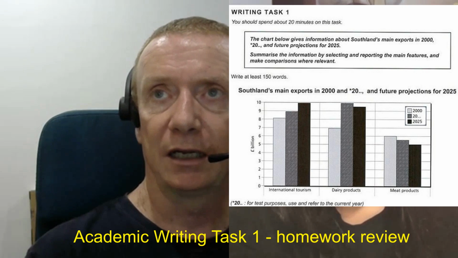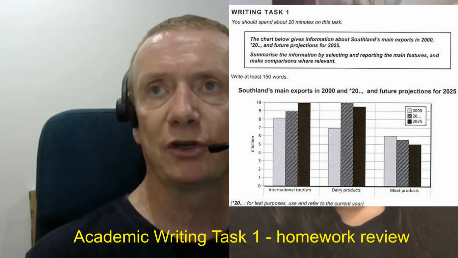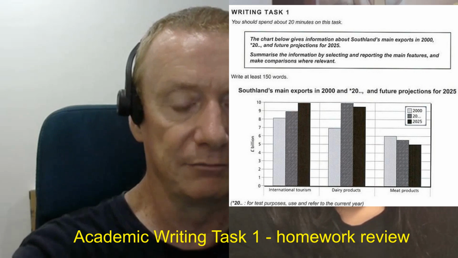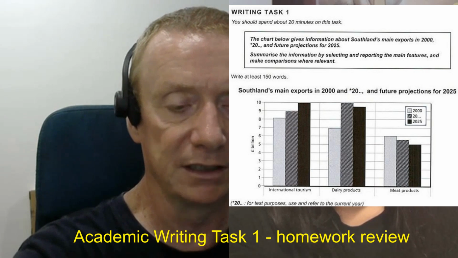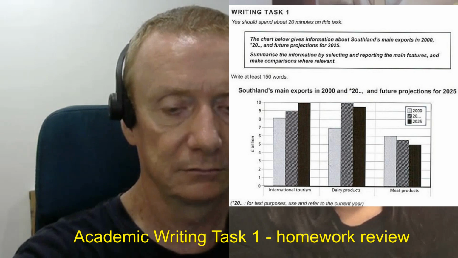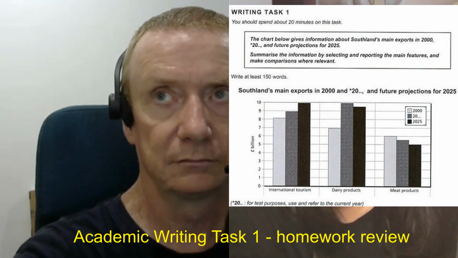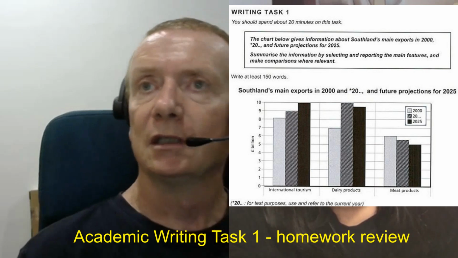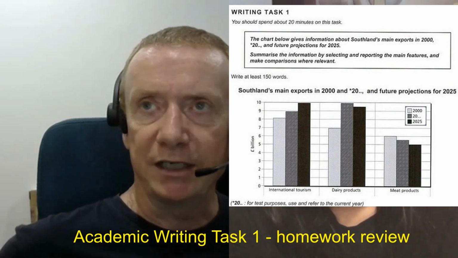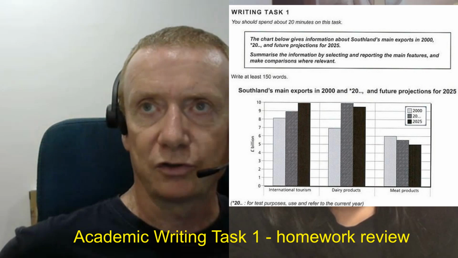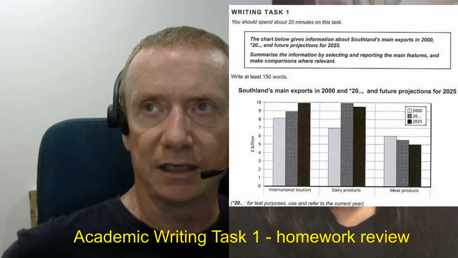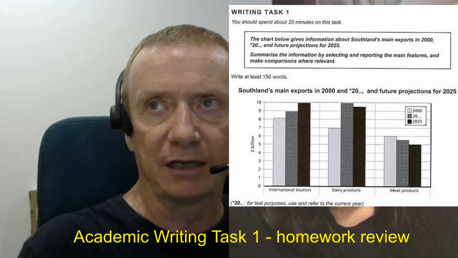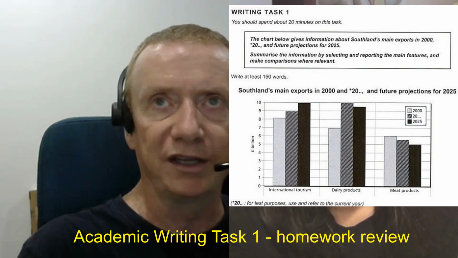So really what you've missed here is whatever the one in the middle is, dairy products. Right, okay, when it comes to 2020, among the three exports, the number of international tourism and, okay, then again, you're talking about the number, so I would just use value all the way through for this.